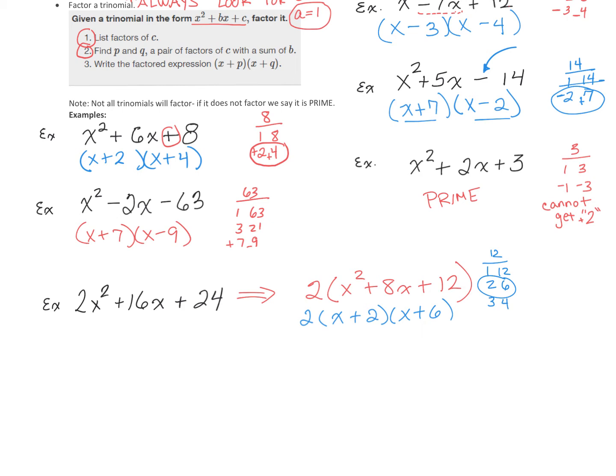We've got x plus 7, x minus 9. This one was prime. We cannot get a 2 out of the factors of 3. And this one here, we had to factor out a 2 first, and then we factored the remaining polynomial, x plus 2, x plus 6.